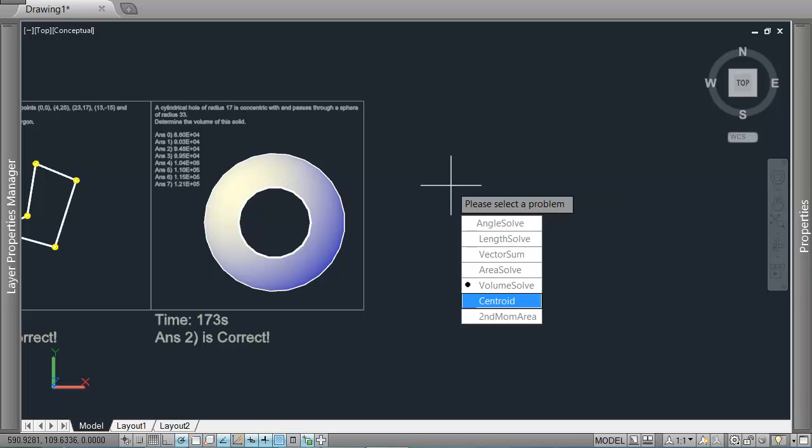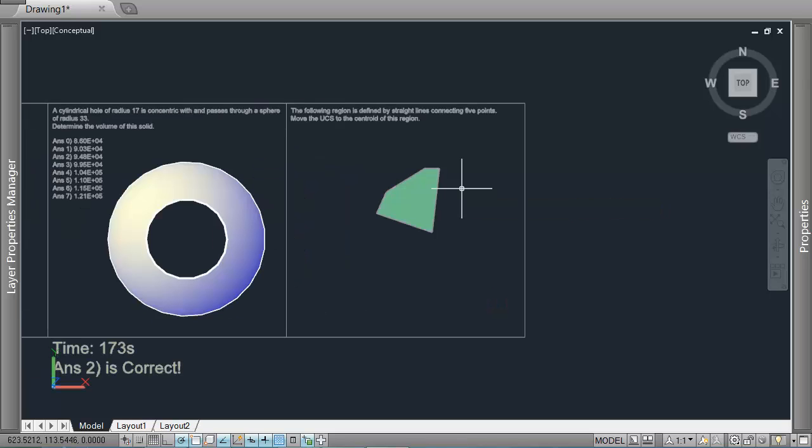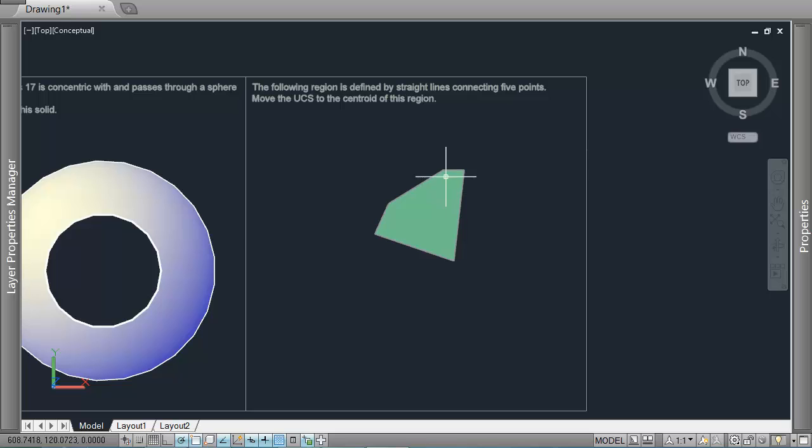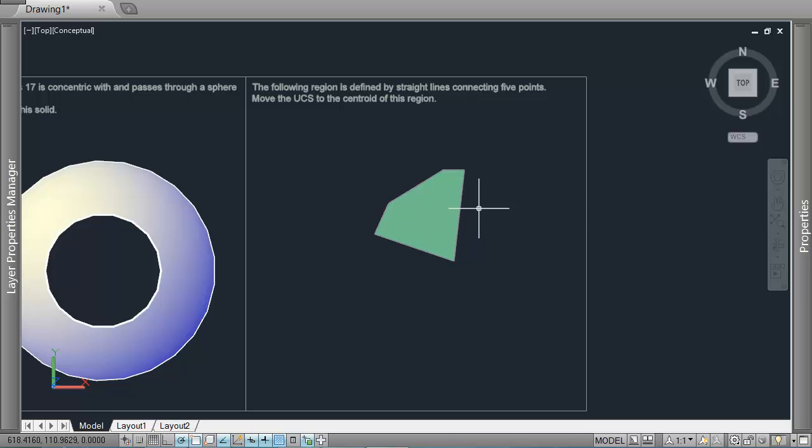Okay, only 2 more to go. So the centroid of a region, there are numerous times in engineering when you'll need to determine the centroid of a shape. So a complicated shape can be hard to find the centroid of, but with AutoCAD it's a pretty simple process. So the problem statement: the following region is defined by straight lines connecting 5 points. Move the user coordinate system to the centroid of the region.